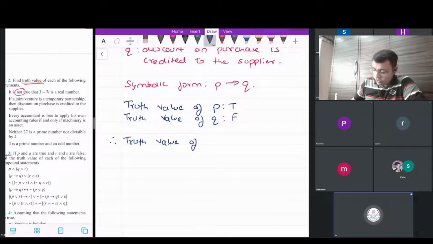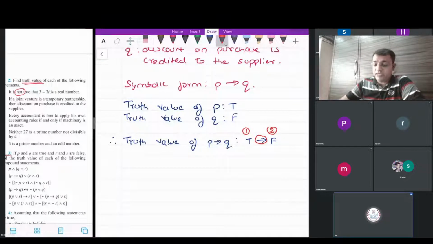the truth value of P implication Q, which is T implication F. Now, over here, the first statement is true and the second statement is false, and the middle symbol that I have over here is of implication. So in this case, guys, the condition is not satisfied, and therefore I will say the answer has to be equal to false.